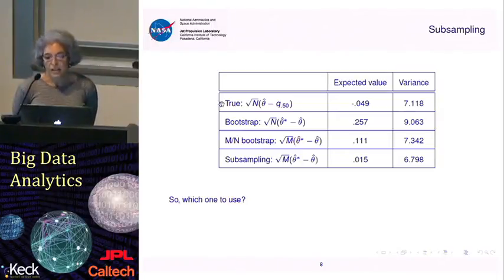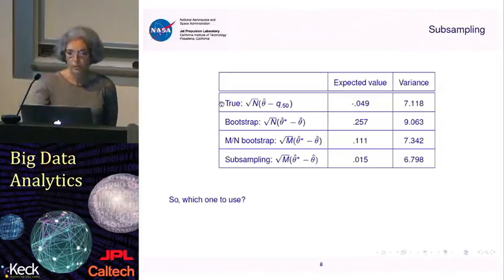And the answer really depends on what your problem is and on what you care about. If you're going to choose between having a less biased estimate or a less variable estimate, that's really a decision that has to be made in the context of a particular problem.